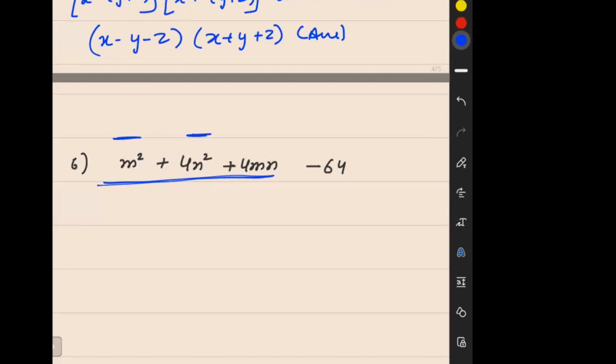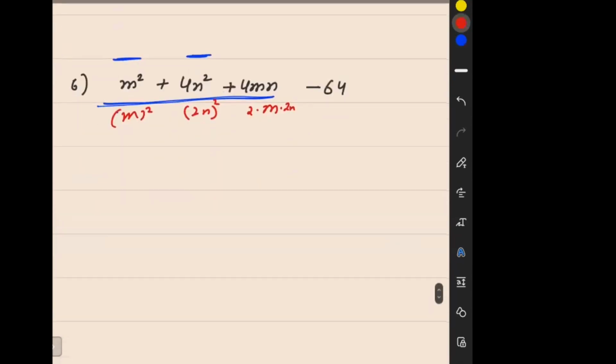Here again, we can see an identity can be applied because this and this are complete square terms. This is of the form m whole square and this is of the form (2n) whole square and this is of the form 2 into m into 2n. Now you will say how to understand that the identity is applied here. This will come with practice. When you solve many questions, on seeing the question only you will understand that this identity will apply here. The rule is there should be square terms. So we have (m plus 2n) whole square.